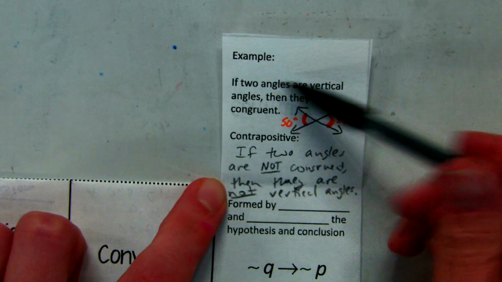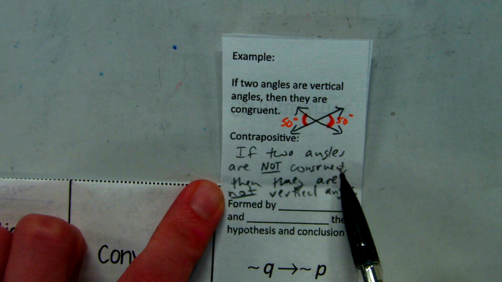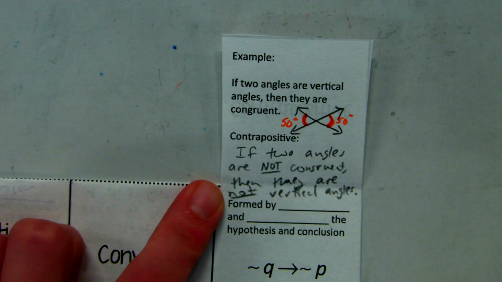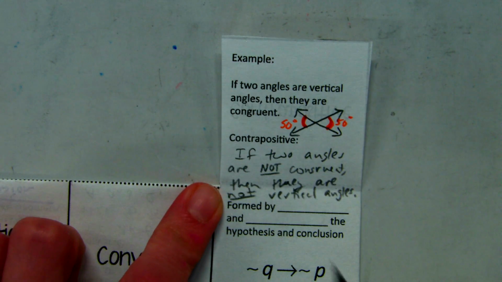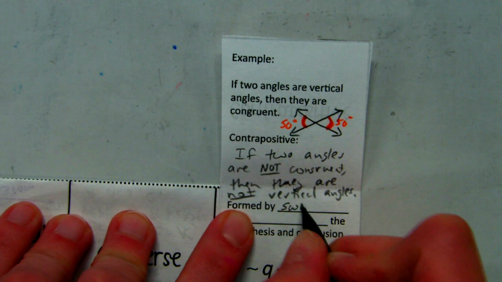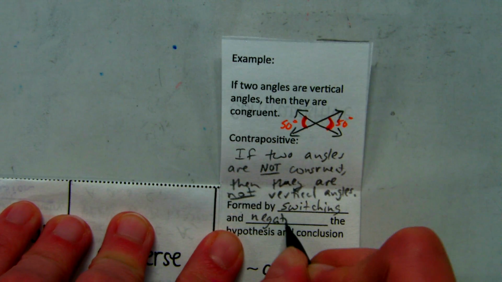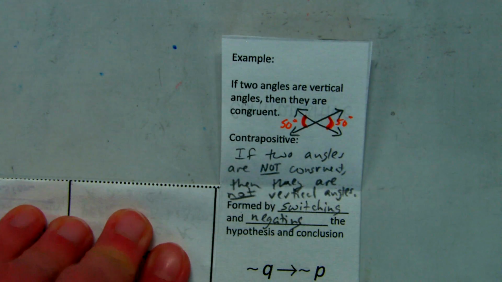And this is a congruent statement to the original. If two angles are vertical angles, then they are congruent. If they're not congruent, then they cannot be vertical angles. All right, so we do a contrapositive. It's formed by switching and negating the hypothesis and conclusion.